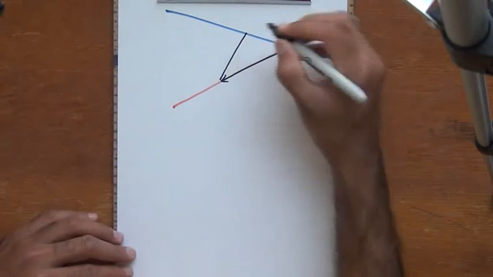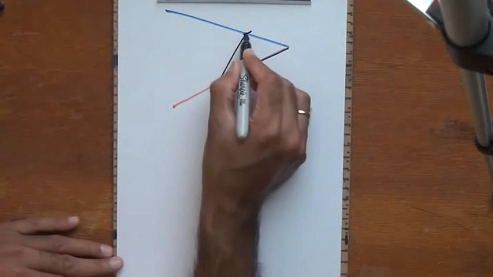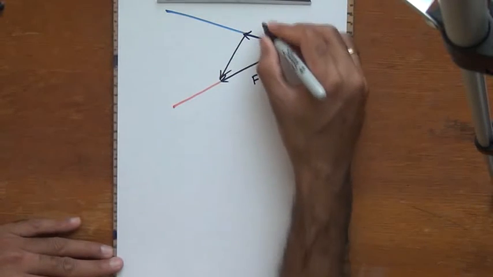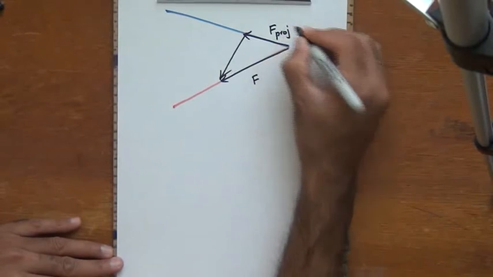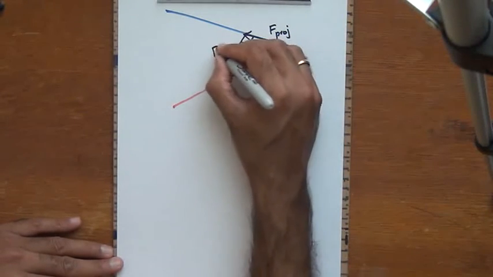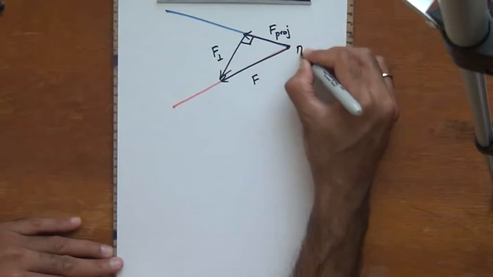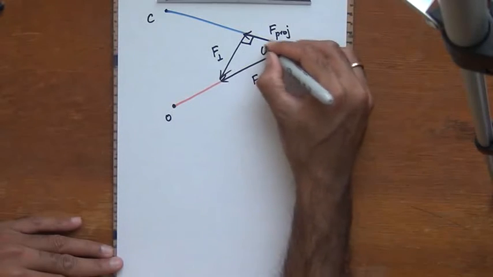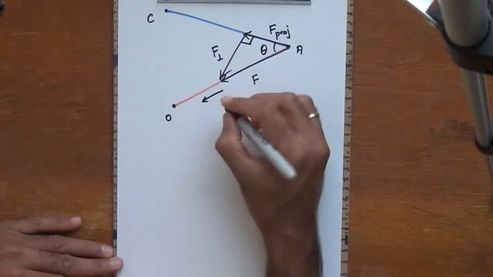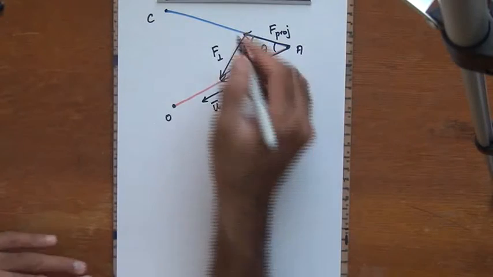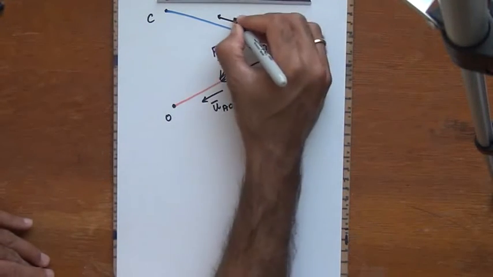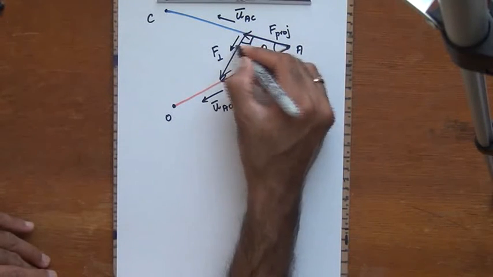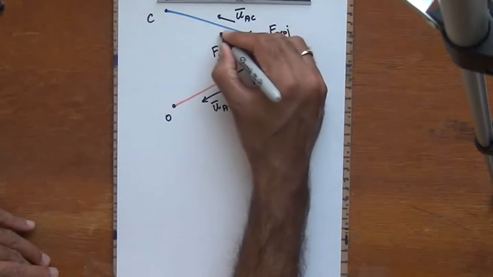I have all these vectors here and one more guy here. So this is F, this is F projection, 90 degrees, and F perpendicular, A, O and C. We will call this angle theta, and then I know this unit vector is UAO and this unit vector is UAC, and then the unit vector along the perpendicular is U perpendicular.